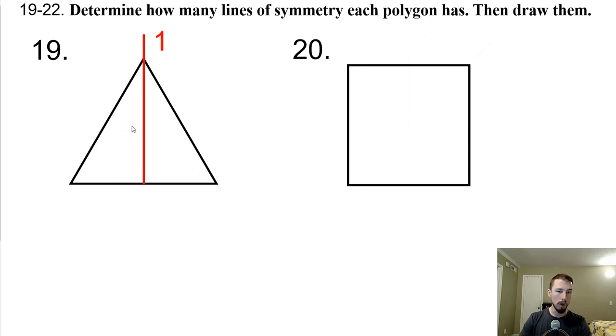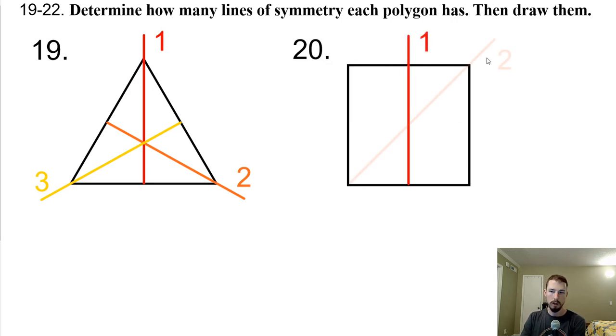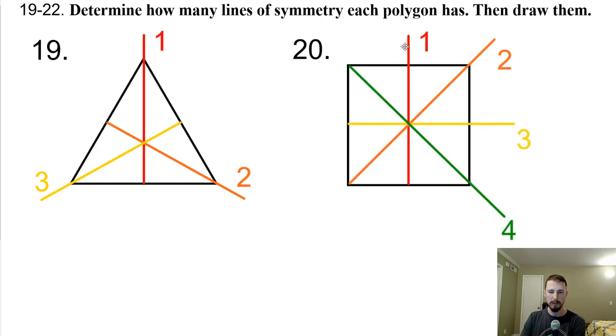So we've got 1, we've got 2, and we've got 3. The trick is to go through the vertices. Whenever it's an odd number, you go through the vertices. Whenever it's an even number, you go through the vertices and the gaps. So 1, 2, 3, and 4. And the 5th one would match back up with the first one.